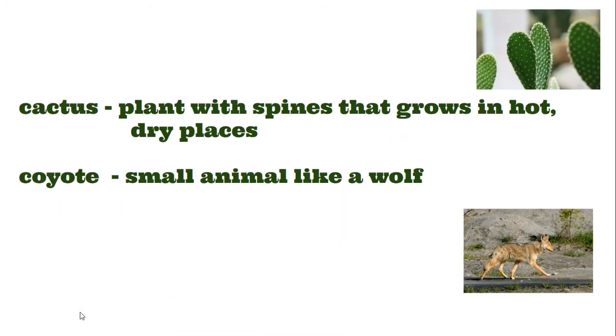The next two words and our last two words for vocabulary today are cactus, which is a plant with spines that grows in hot, dry places. There's a little picture of it. You might have seen a cactus before, and you might have actually, if you're not careful, gotten poked by the spines on it. And then a coyote, which is a small animal like a wolf. And you can probably imagine that in the desert there would be some coyotes.